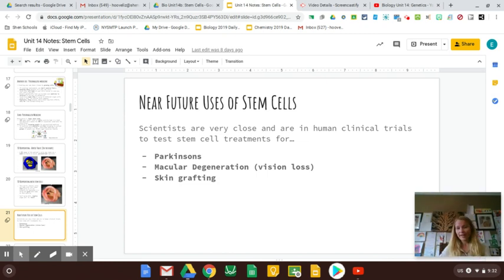So things that are actually in the near future is that we are close on cures for Parkinson's disease, macular degeneration, which is vision loss. We're using that now and we're working on making it better. And skin grafting, if someone's a burn victim and they need new skin, we are doing really well with that.